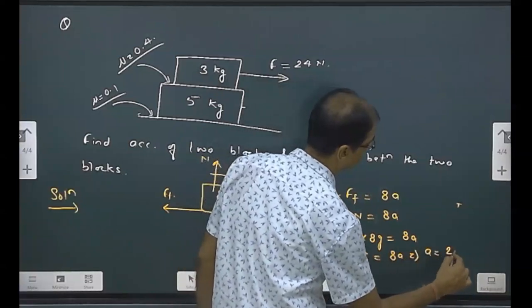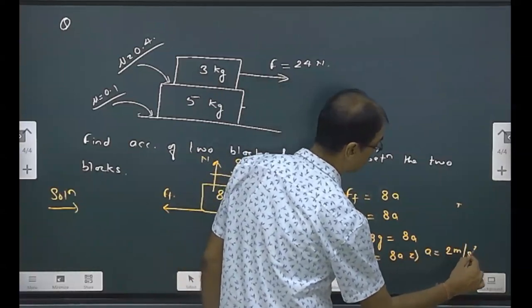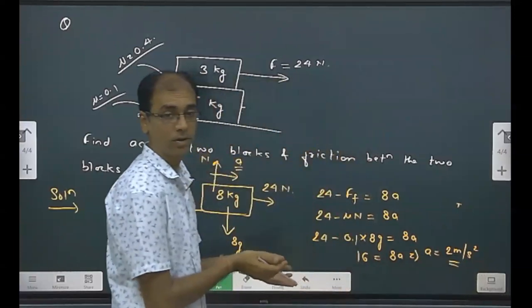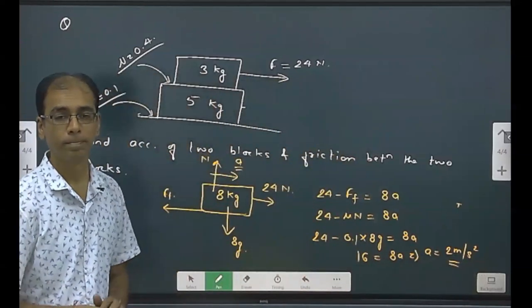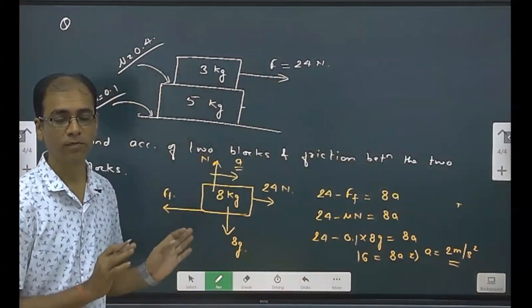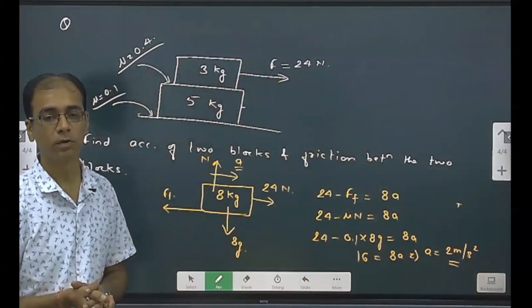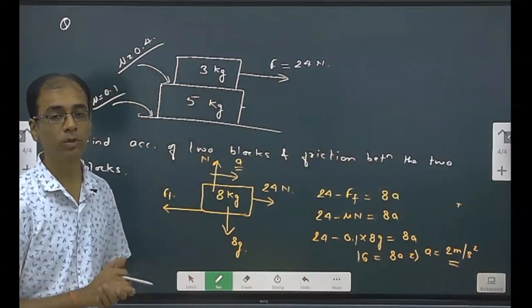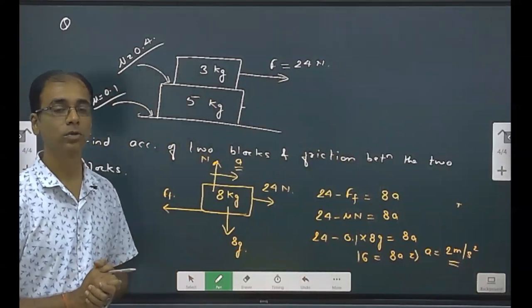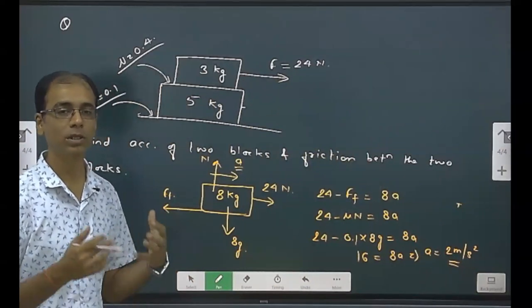Acceleration is 2 meters per second square. But still we have to check whether it's possible or not possible. The question is not over. We have found the acceleration of the two blocks, but we don't know whether they are moving together or not, first of all. So what is the catch? What is the main concept?